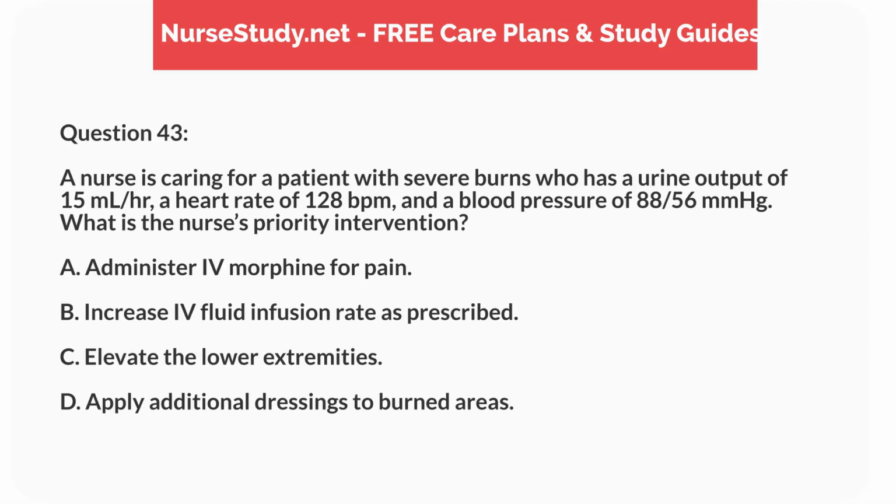Question 43. A nurse is caring for a patient with severe burns who has a urine output of 15 milliliters per hour, a heart rate of 128, and a blood pressure of 88/56 millimeters of mercury. What is the nurse's priority intervention? A. Administer IV morphine for pain. B. Increase IV fluid infusion rate as prescribed. C. Elevate the lower extremities. D. Apply additional dressings to burned areas.